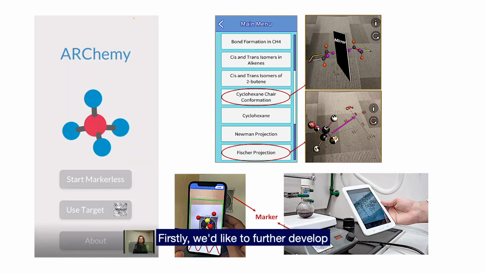Firstly, we'd like to further develop the app to convert more 2D lecture note and textbook images into three-dimensional images and structures. Secondly, we'd like to further develop the app so that images from the lab manual can be converted into three-dimensional structures. And finally, we'd like to further develop the platform so that we can convert images which are hand-drawn or downloaded by students into 3D.